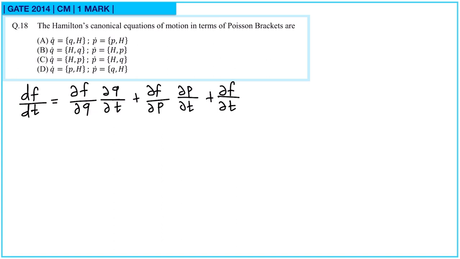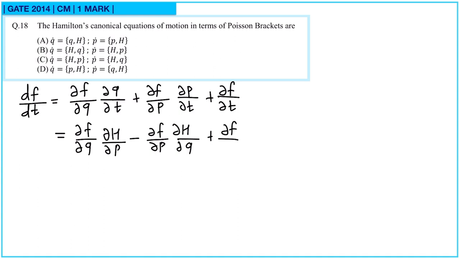Now dq by dt is dou H by dou p. So this means this is dou f by dou q, dou H by dou p, minus dou f by dou p, and dp by dt is minus of dou H by dou q. So minus dou H by dou q, plus we have dou f by dou t. Now this is the Poisson bracket for f and H, plus we have dou f by dou t. So this is for a general function, df by dt.